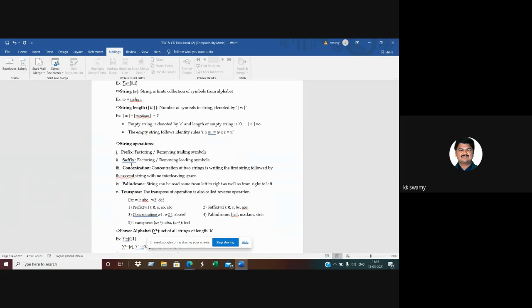Okay, next one is the palindrome of a string. What does the palindrome of a string mean? The reverse of a string is denoted by W power R. If the reverse of a string is equal to the given original string, then such strings are called palindromes. That's why W power R is the reverse of a string, W equals the given string. If both are equivalent, that is called a palindrome of a string.